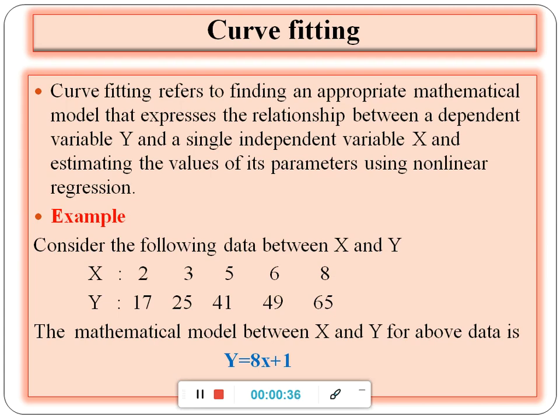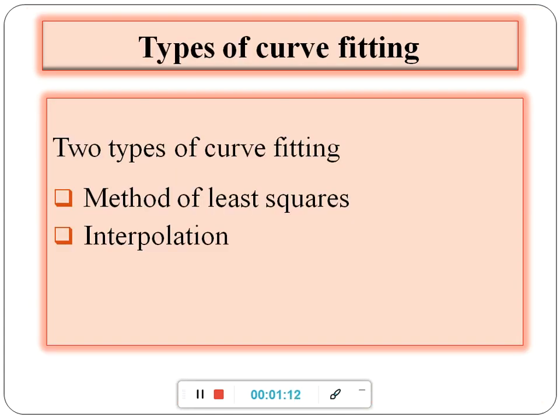For example, consider the following data between x and y. Here x values are 2, 3, 5, 6 and 8. Corresponding y values are 17, 25, 41, 49, 65. The mathematical model between x and y for the above data is y equal to 8x plus 1. For example, if we put x equal to 2 in this equation, we can easily find y equal to 17.